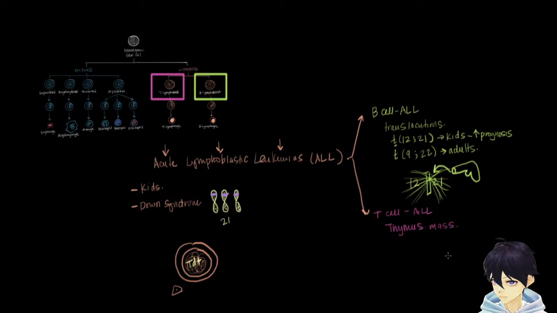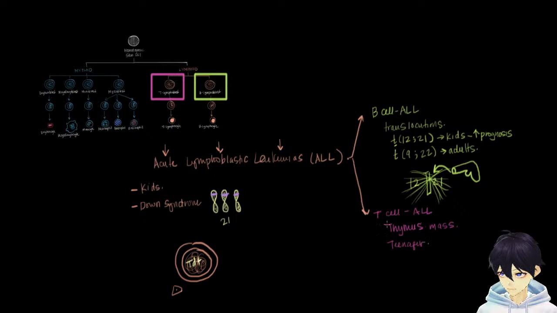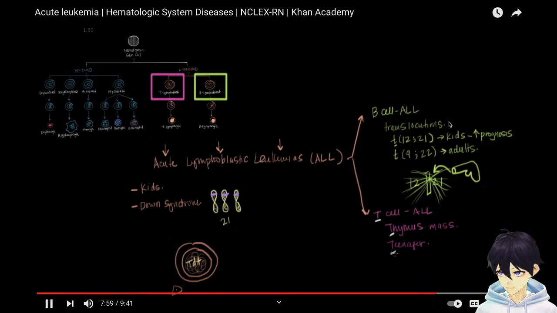And that's a problem because if your thymus is growing larger, it can compress the structures around it. So it can compress the airway, and it can compress the esophagus. And that'll lead to a whole slew of symptoms on its own. So you can get a thymic mass. And the other thing that's important is that T cell ALLs are most often seen in teenagers. And something that might help you remember these three things is remembering the letter T. So T cell ALLs are associated with thymic mass and found in teenagers. Okay, so those are acute lymphoblastic leukemias.